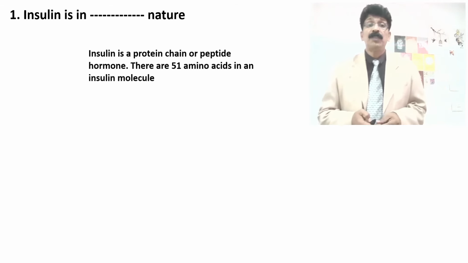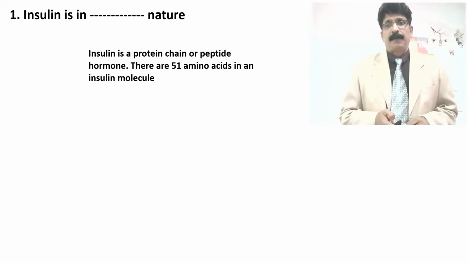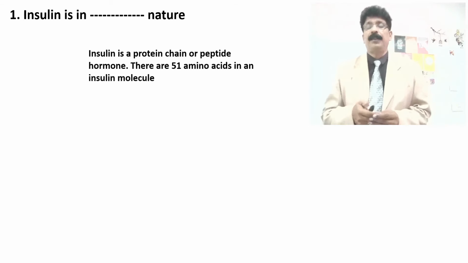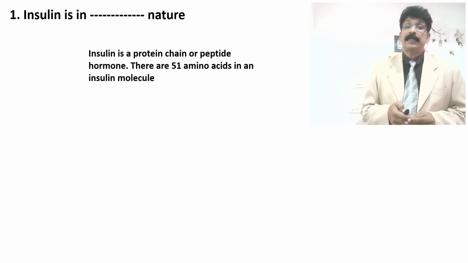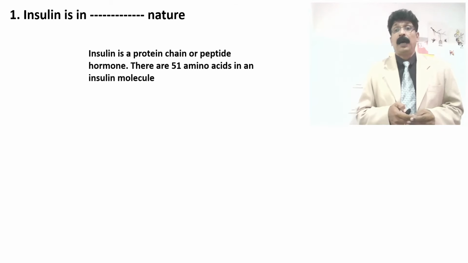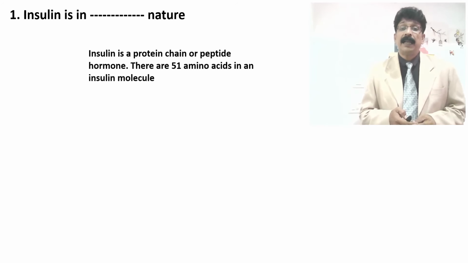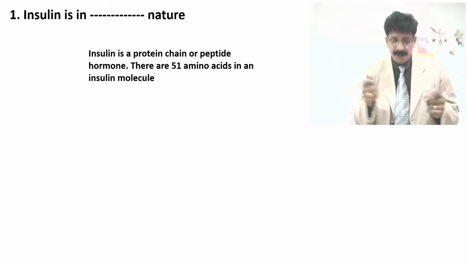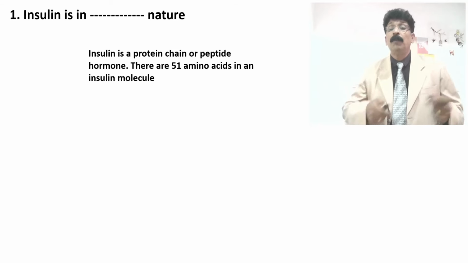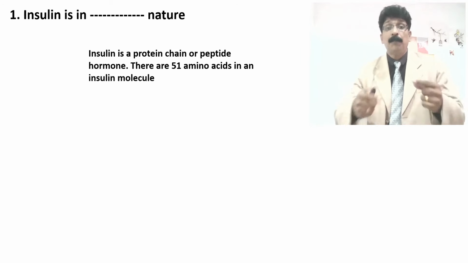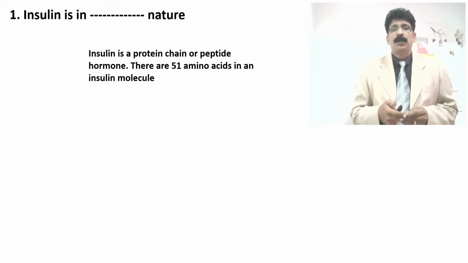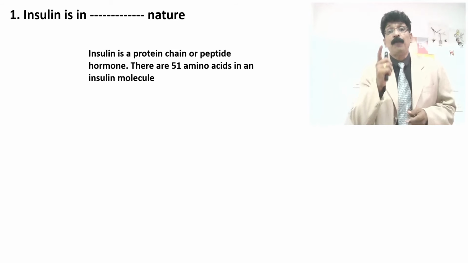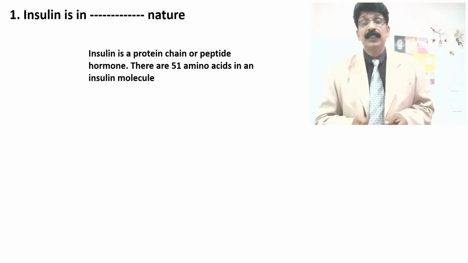So insulin is a protein. Sorry, I told it's an enzyme. No, it's a protein. You can say it's a proteinous endocrine secretion from islets of Langerhans. So insulin is a protein chain or peptide hormone. Peptide, we know, peptide linkage between amino acids will make proteins. Amino acids are building blocks of proteins. So, or peptide hormone. It contains 51 amino acids in an insulin molecule.